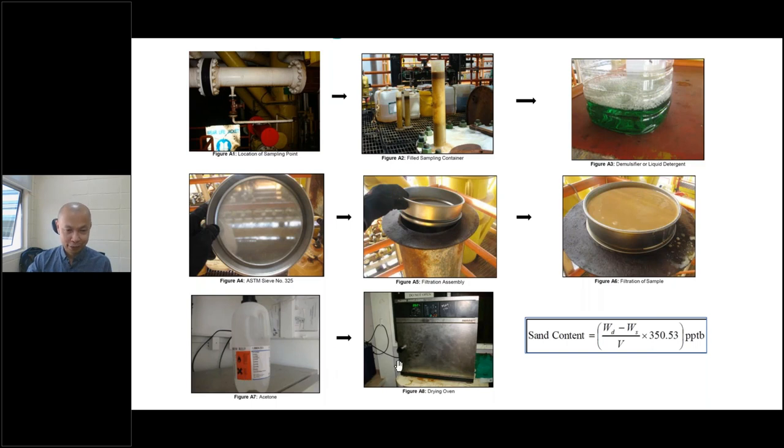There's also one more part of the cleaning process. We wash with acetone and we dry the sand. So it takes quite some time. You are not going to get the result immediately, but once the sand is dry, we weigh it. We can calculate the sand concentration. We normally use PTB, which stands for pound per thousand barrels, so pounds of sand per thousand barrels of fluid.